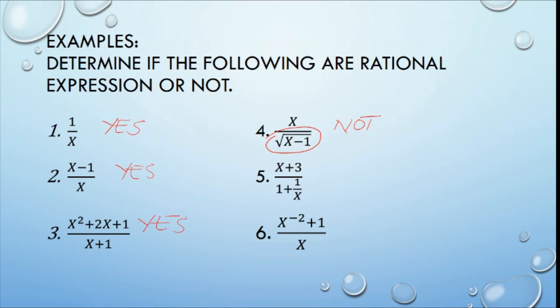Okay? Next, number 5. X plus 3 all over 1 plus 1 over x. So this is not a rational expression. This one is called complex fraction. And at the same time, kung titignan mo tong 1 over x, dapat ang denominator, or dapat sa polynomial, ang denominator or ang variable ay wala sa denominator.